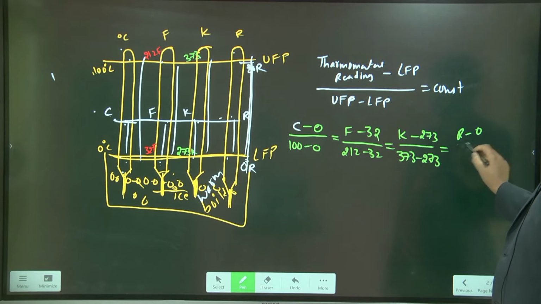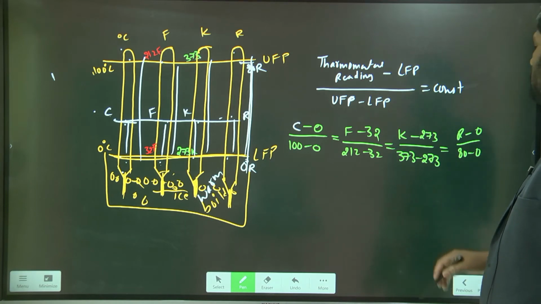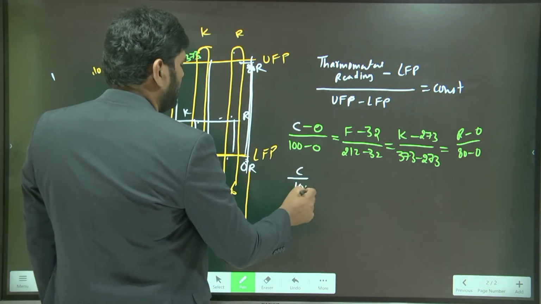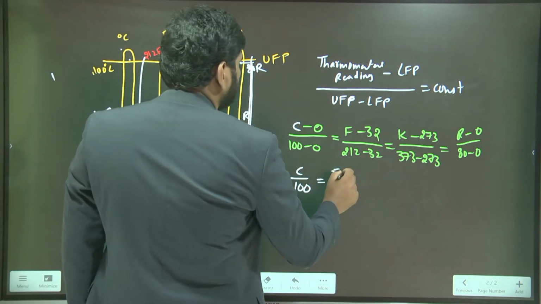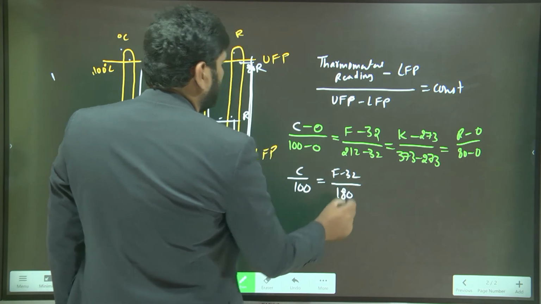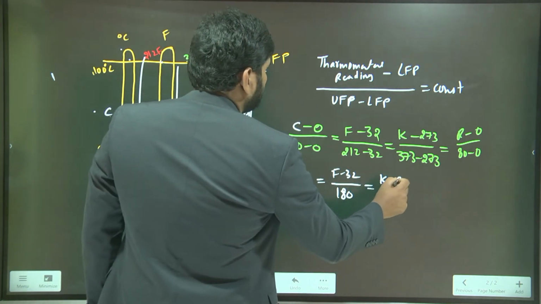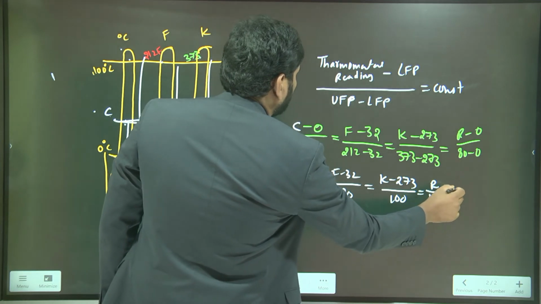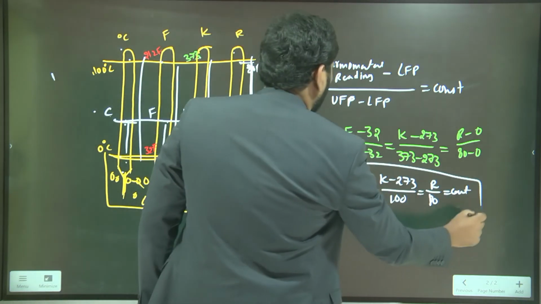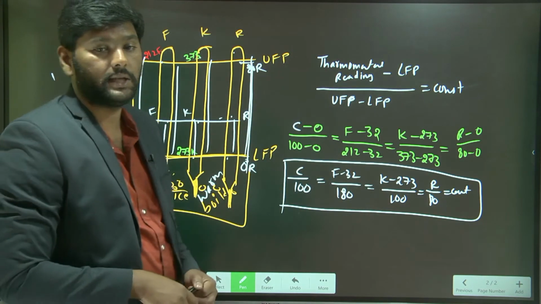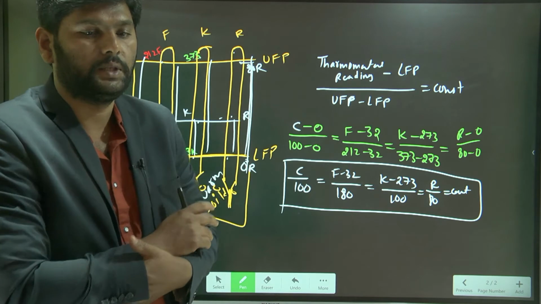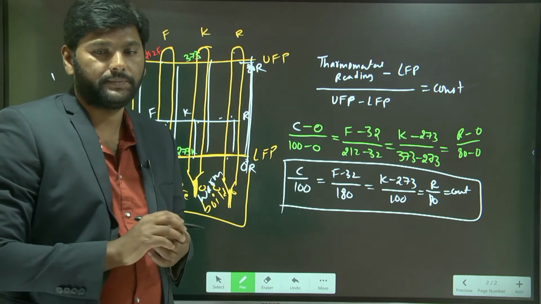R minus 0 by 80 minus 0. Simplifying all of this, C by 100 is equal to F minus 32 by 180, is equal to K minus 273 by 100, is equal to R by 80, is equal to a constant. This formula helps you convert temperature scales from one scale to another. Understand? Got my point?